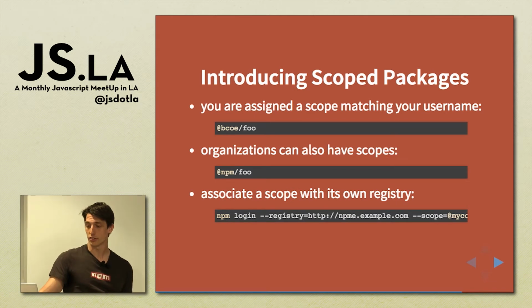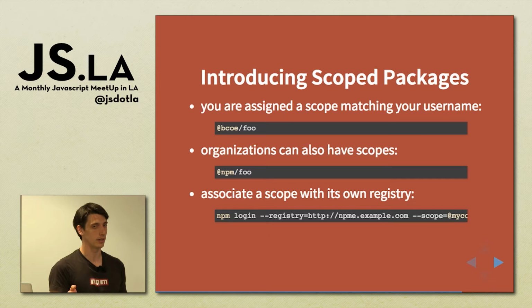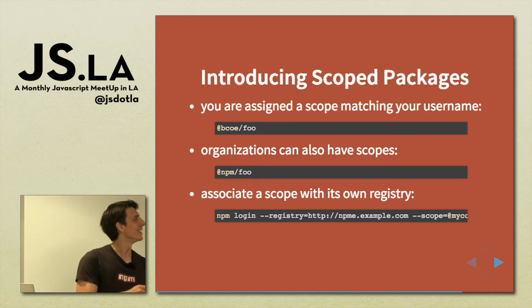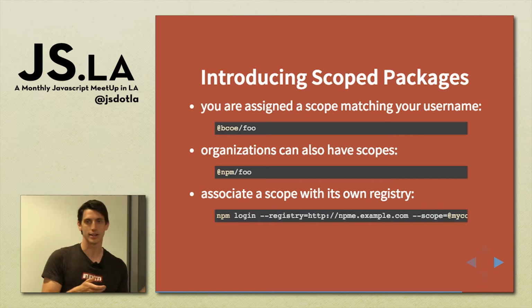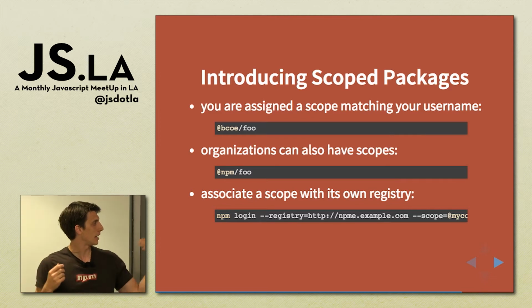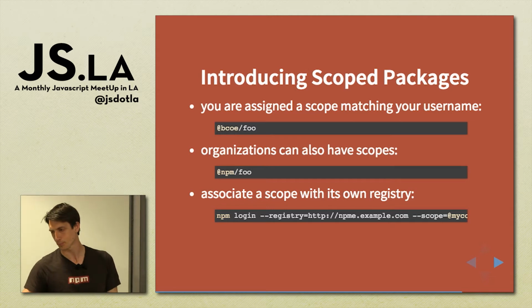You can also associate a scope with your own private NPM. So you can run your own NPM inside your firewall if you're at a company like Walmart. And you can make it so the public packages come from global NPM, the @Walmart packages come from your internal firewall, and maybe there's one other scope for your open source stuff that is organizational scope on NPM.